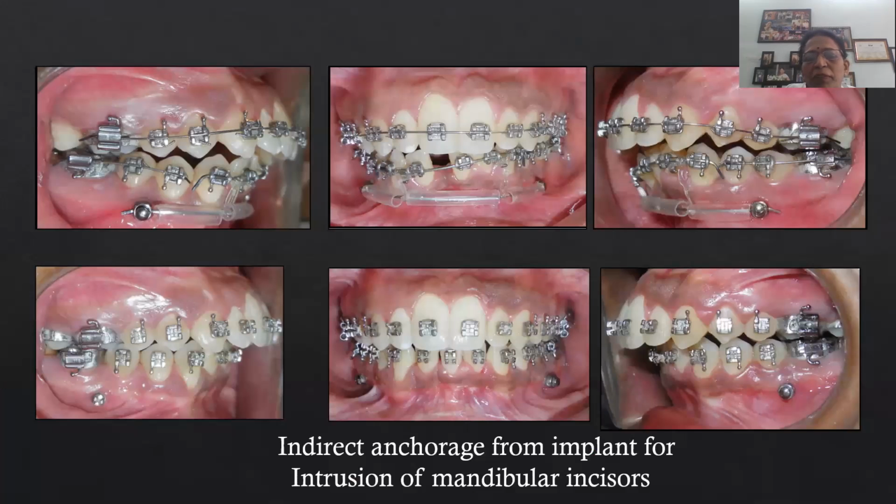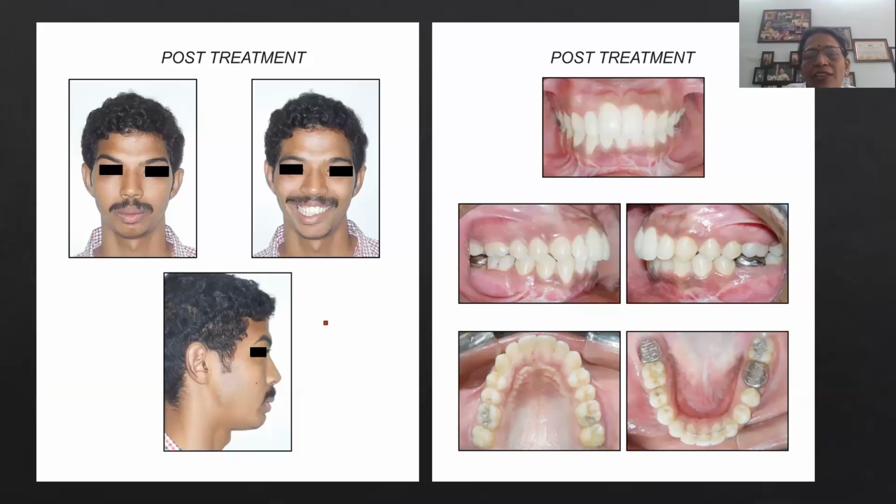So in this particular case, we also extracted the lower incisor as we wanted a correction of the overjet and of the proclination. At the same time, we wanted intrusion of the lower incisors. So we gave the indirect anchorage from the mini screw, to which the vertical elastics were attached. Each end was attached for the intrusion of the lower anteriors. The lower anteriors intruded, retracted, we got the overjet corrected, and we then did a mandibular advancement in this particular case, and we got the results.